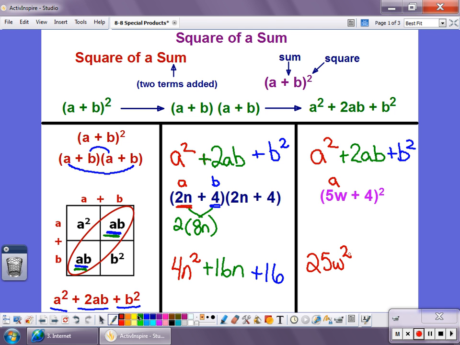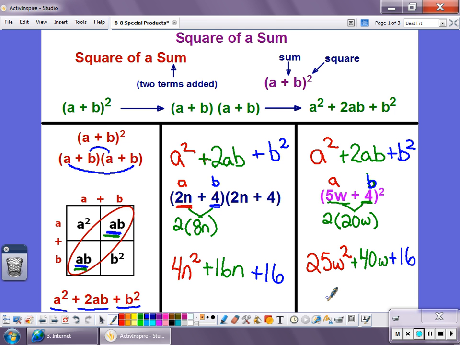Your middle term is 2 times a times b. So remember, this is a, this is b. When I multiply those together as ab, I'm going to get 20w, and then I want 2 of those, which is 40w. And then finally, b squared, b times b, which is 4 times 4, is going to give me 16. So that's the square of a sum.